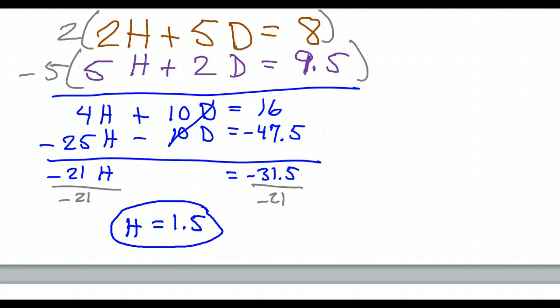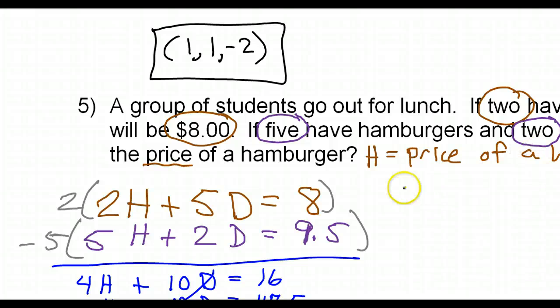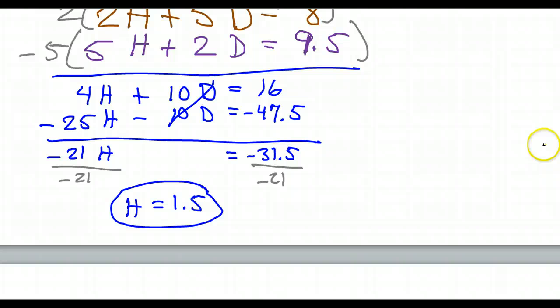Oh, actually, you know, because this time they just said, what is the price of a hamburger? We're actually done. All right, we need to write a sentence, but normally we would have to take this and plug it back in, because usually I ask you for both values. But if I do only ask you for one, and you happen to find it first, then you can stop.